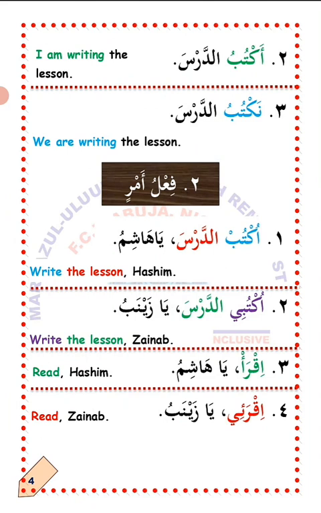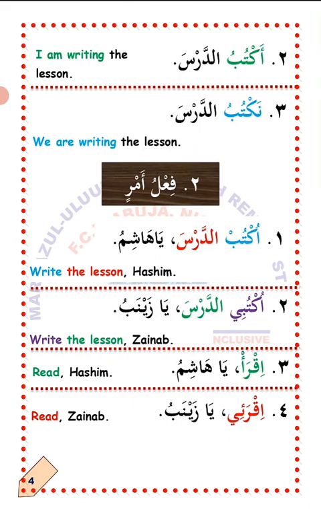Thalatha, number 3. Ikra, read. Ya Hashim, Hashim. Remember that sukun is the main sign of amr in Arabic language, sukun appearing on the last letter. When you say Ikra, that is amr, because the last letter is carrying sukun.